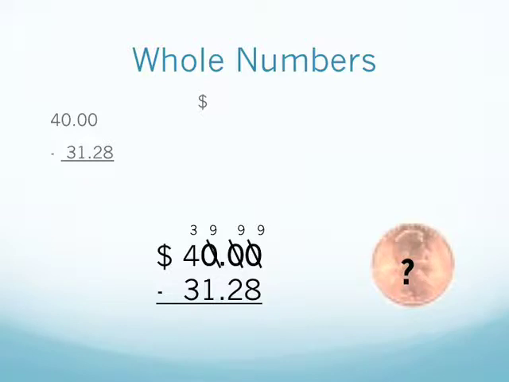But most 5th graders are going to change $40 to $39.99 because you cross out the zeros and you make them a 9. And then you subtract. My question is, what happened to the penny?